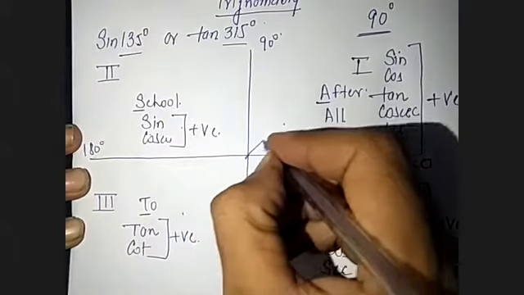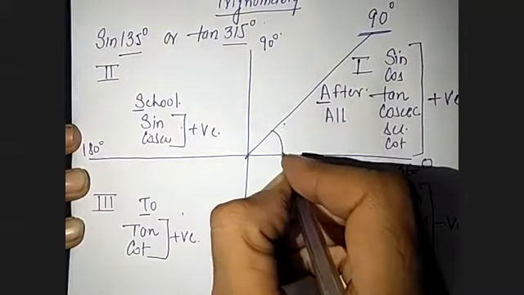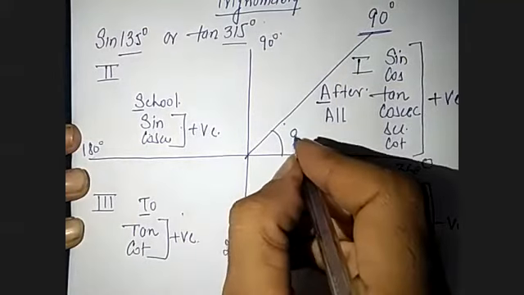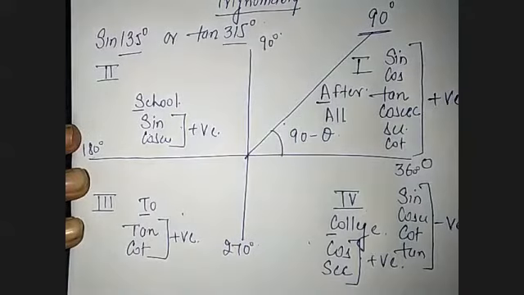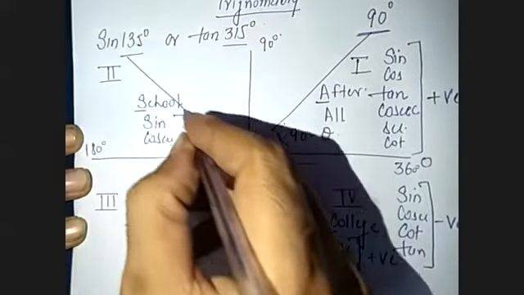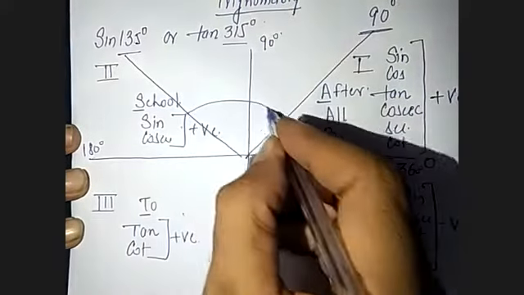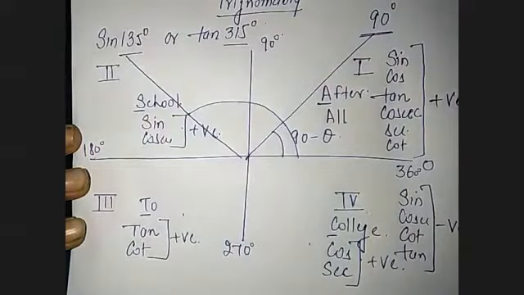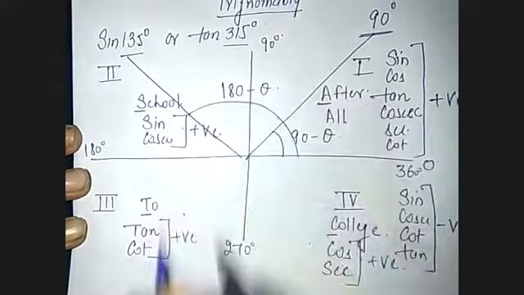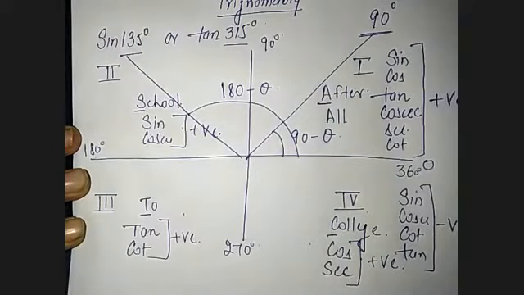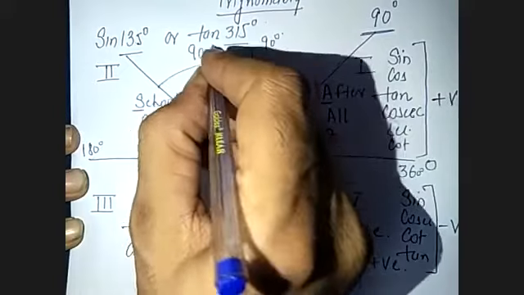Now the theta can lie here also. So it can be 90 degree minus theta. The theta can lie, students, here also. So what can it be? It can be 180 degree minus theta, or somebody can say it can be 90 plus theta.